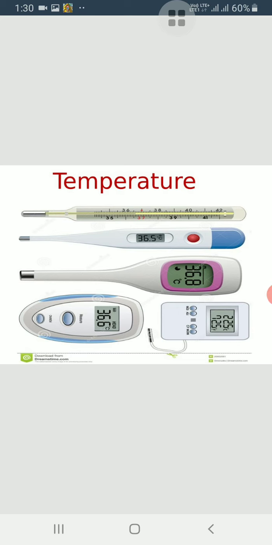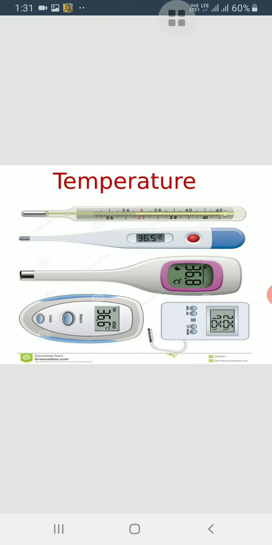If you touch a hot object and a cold object with your hand, you can feel the difference. You can feel the hotness and the coldness of the object. But you can only say that one object is hotter than the other. You cannot say by how much.